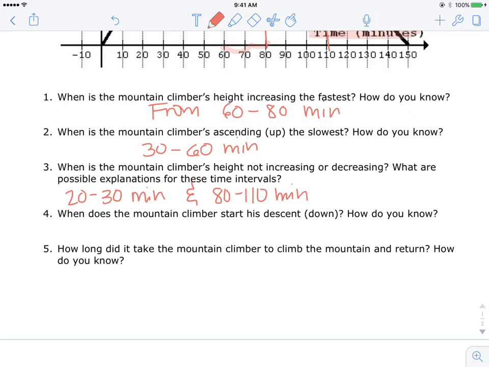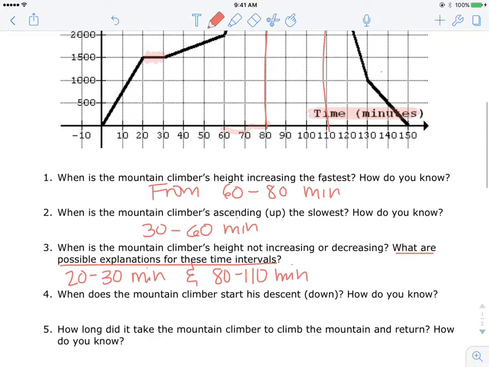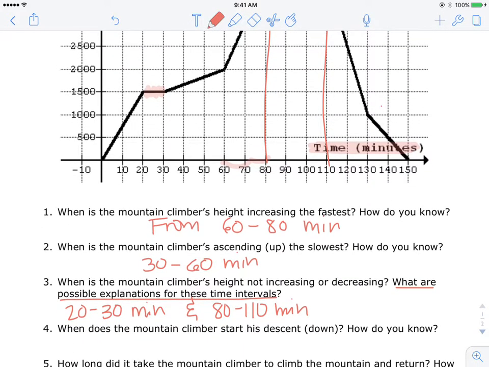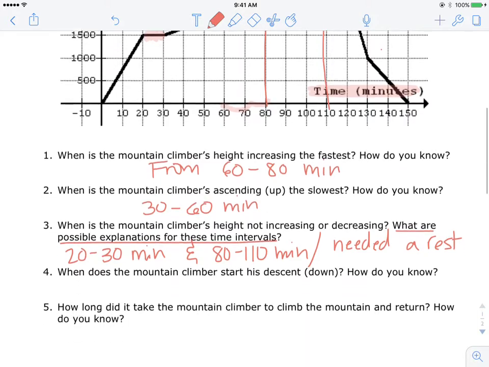Now, a really important question here. What are possible explanations for these time intervals? It's really, really important to understand, you guys. He's not moving at a constant speed here. Time is passing and his distance remains the same. So that means he stopped. Any reason that would cause a mountain climber to stop, he needed a rest, he needed to tie his shoe, whatever. He is stopped. Time is passing, but his distance is not changing. That means he is stopped.